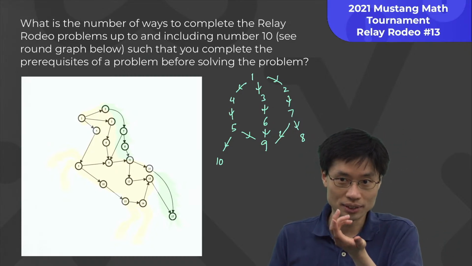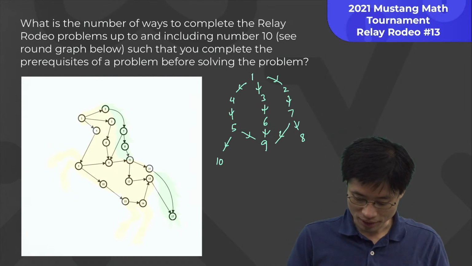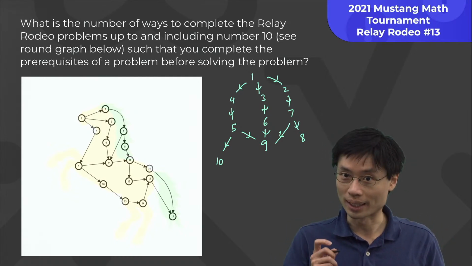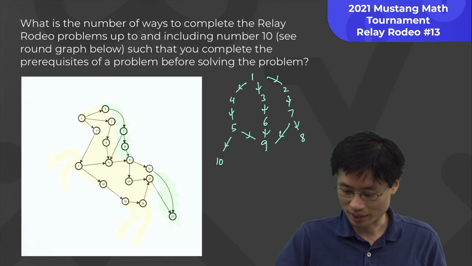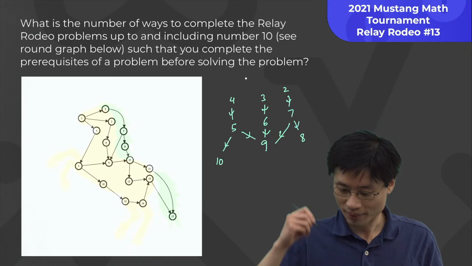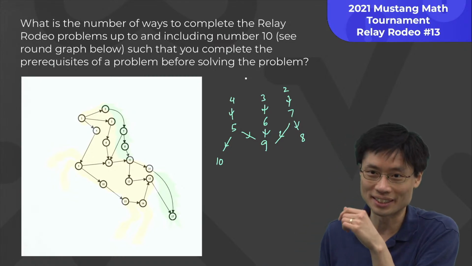1 has to be the first, right? So I can simplify the problem first by saying 1 has to be the first no matter what. So I just need to know how many ways there are to go through all of these. I've just made the problem very marginally easier.